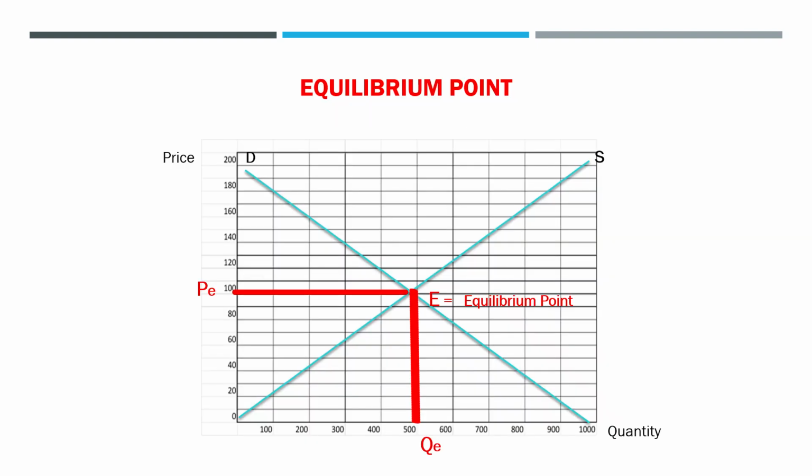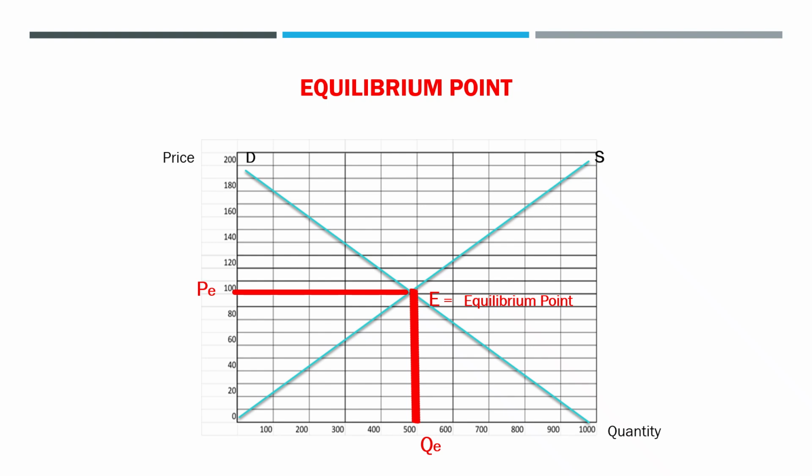Now you can see point E on the graph where the supply and demand curves intersect. This is the point at which buyers and sellers agree on both the price and the quantity. At this price, the quantity that consumers are willing to purchase is exactly equal to the quantity that producers are willing to supply. We identify this point as the equilibrium point.